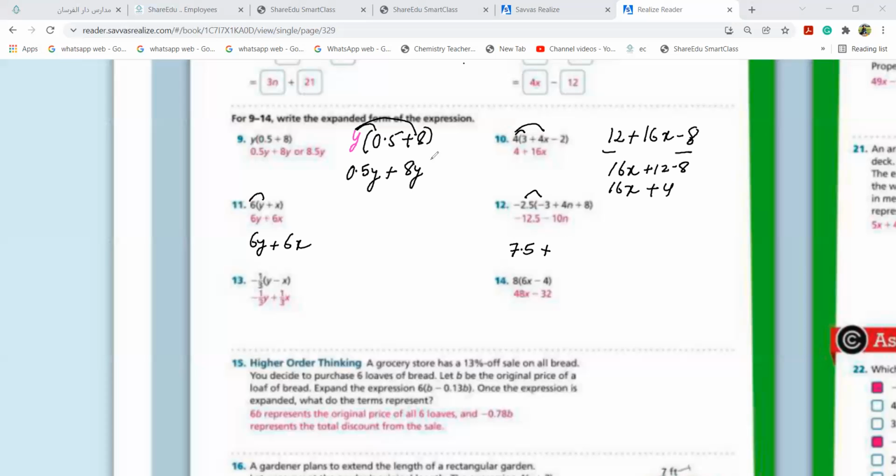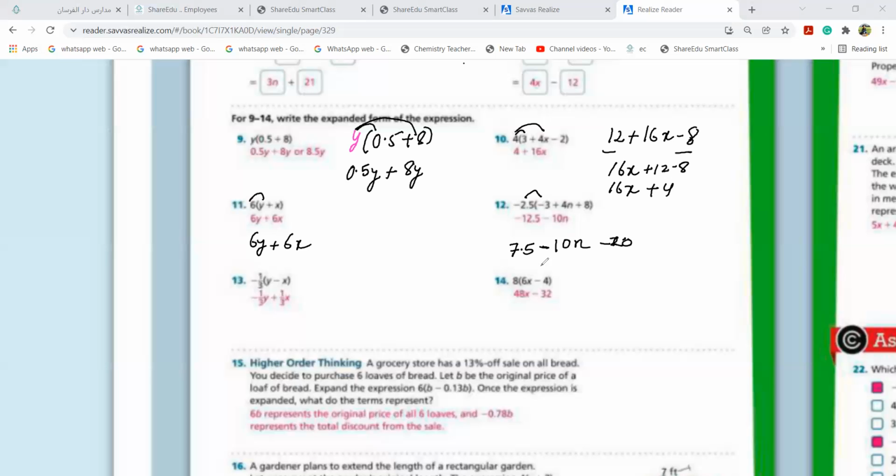Yes, but multiply by 4. Minus 2.5 times 4. Minus 2.5 multiplied by 4 is minus 10. And then minus 2.5 multiplied by 8. Yalla, Leen, wake up. Minus 2.5 multiplied by 8. How much do you get? Minus 20.